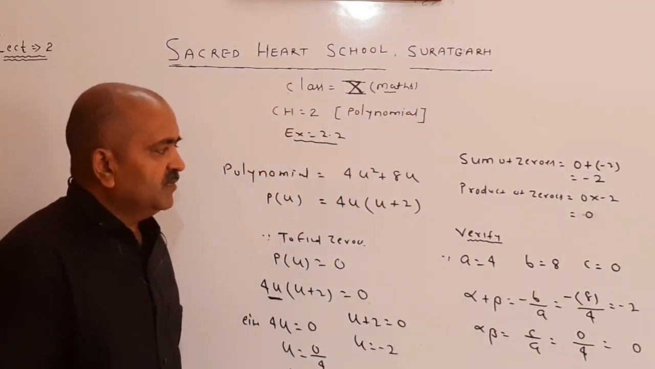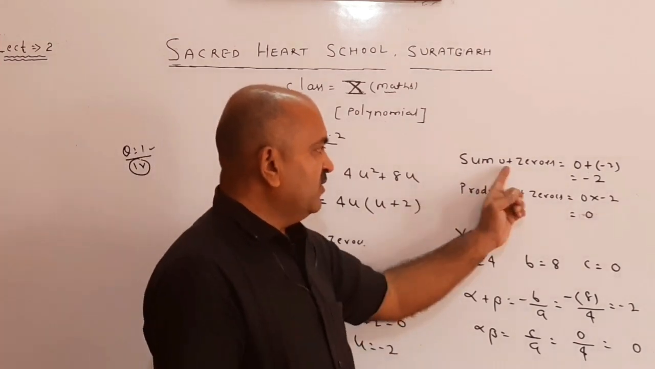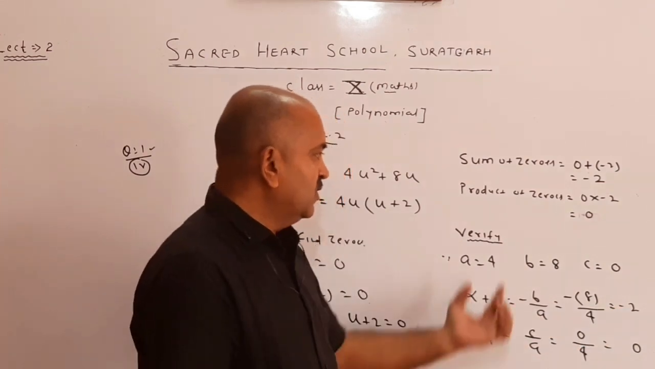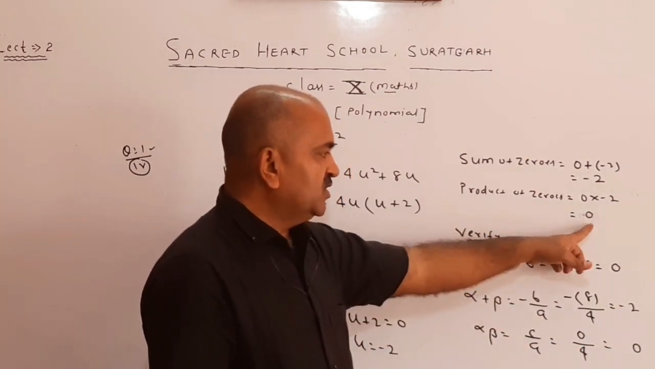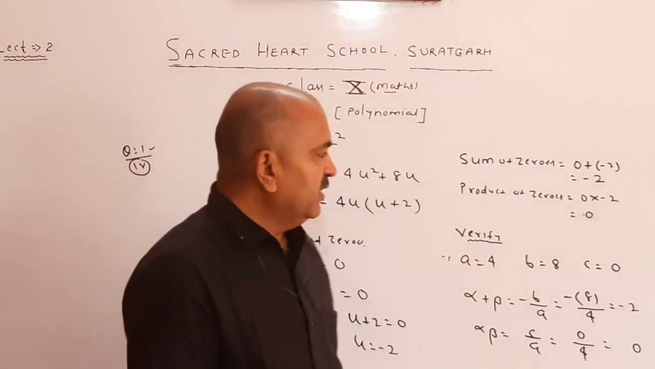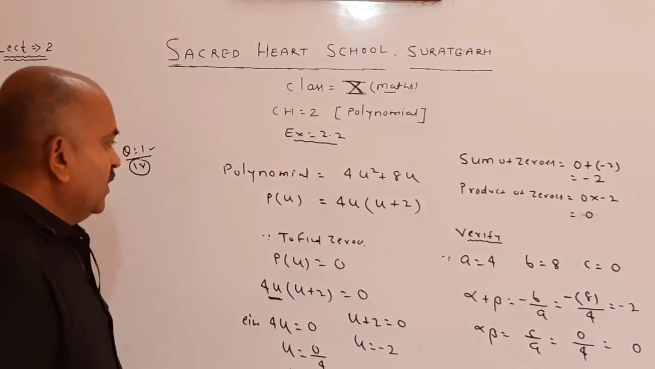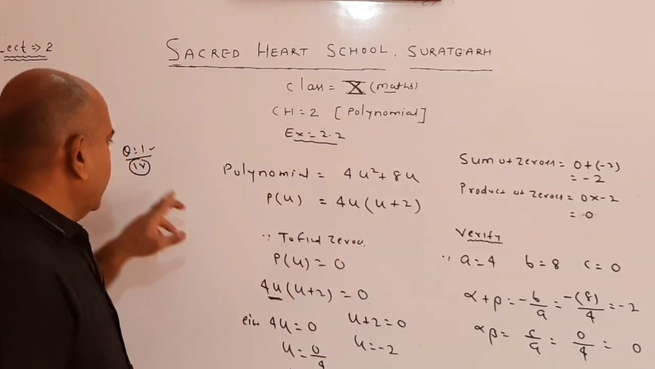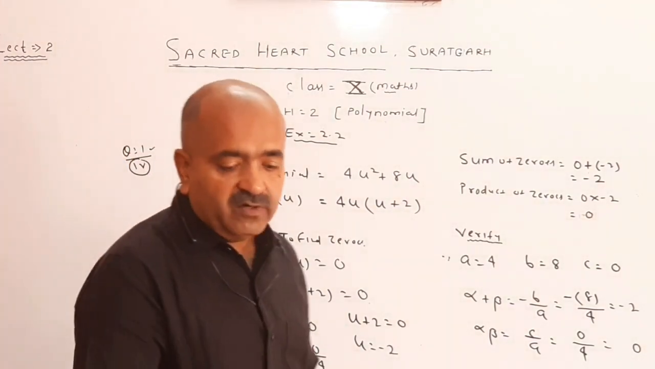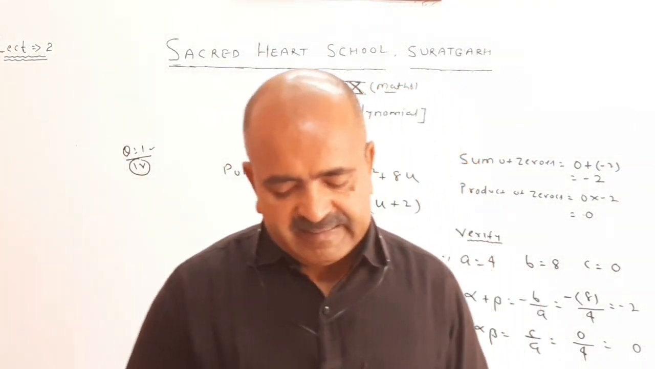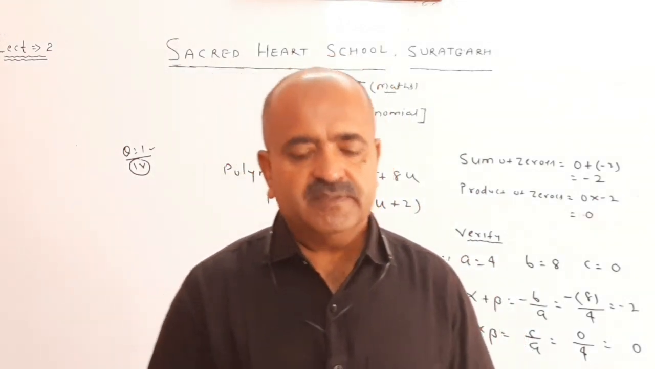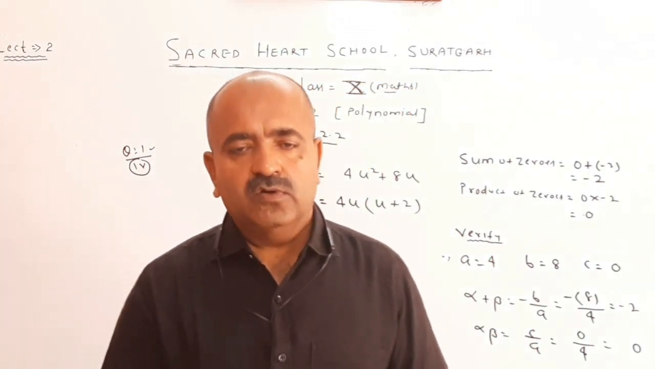Now students, we check this question. Sum of zeros here is minus 2 and alpha plus beta is also minus 2. Product of zeros here is 0 and alpha into beta is also 0. It means students, this question is verified. Now your question number 1, part 4 is complete. And students, the remaining questions of part 1 are of this same type. And the second question, students, I will solve tomorrow.